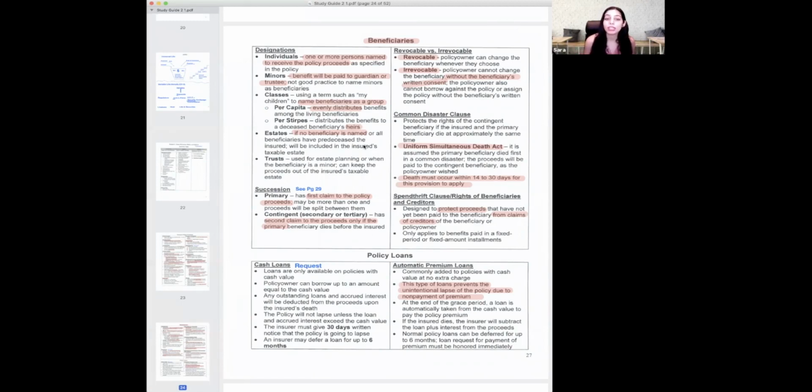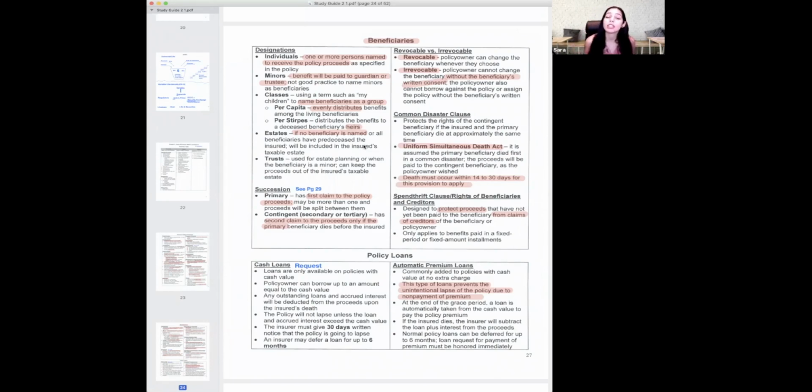And the only way that the contingent will ever get money is if the primary dies before the insured. Now, knowing this, what if the primary beneficiary and the insured are in the same car together and they get in a car accident? They die same day, same time.